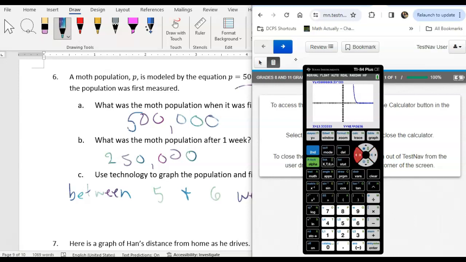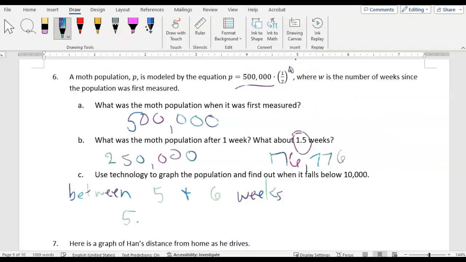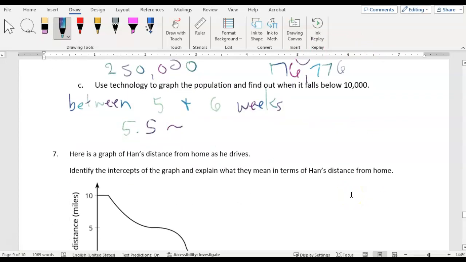We need to go back quite a bit here to, we said between 5 and 6. So let's try to look. At 6.6, we're at 4,900. At 6, we're at 7,000. Here we go. At 5.4, we're at around 11,000. So we can estimate around 5.5-ish, right? That it's going to fall below that 10,000 mark.